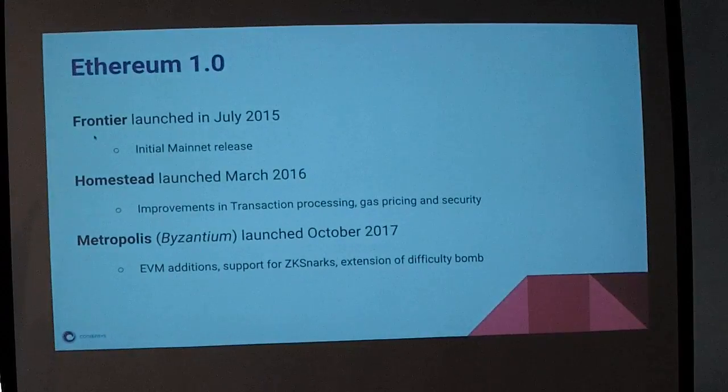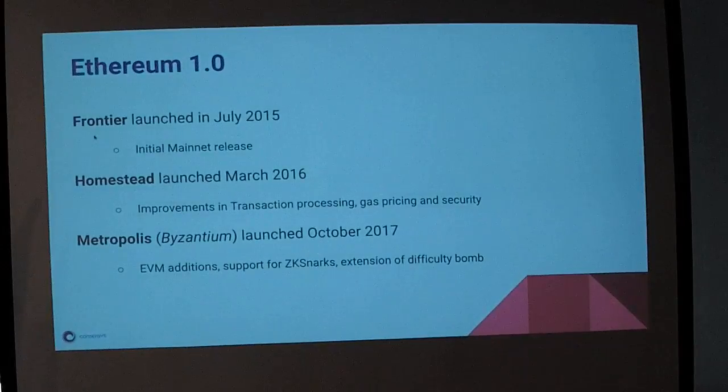Now with Homestead, launched in 2016, we basically did a number of big changes in there in terms of transaction processing, gas pricing, and improvement in security. And then we've got a decent gap, as you can see, of over a year before the first half of Metropolis came out, Byzantium. The second one is Constantinople, to be decided. Serenity, not even being thought about in all honesty.